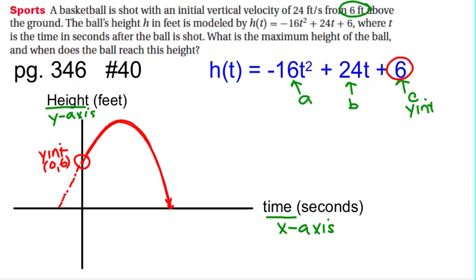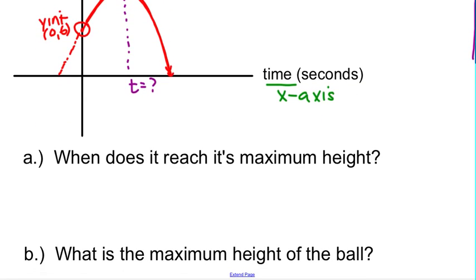Our question is, what is the maximum here, which is our vertex? What's the time? So that's your time. And then what is your height? Those are your two unknown pieces. So I'm just going to scroll down here. When does it reach its maximum height? And what is the maximum height? So we want to know the time.